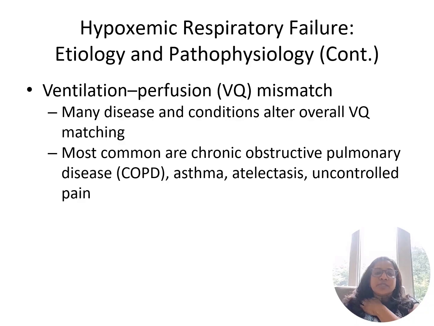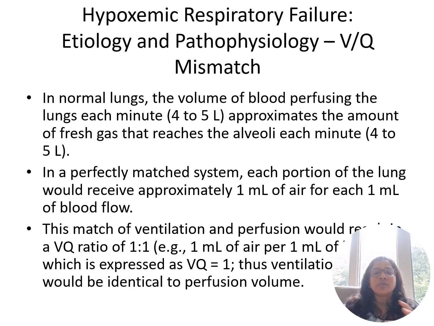Ventilation perfusion mismatch happens in conditions like COPD, asthma, atelectasis, etc. So what does that mean? Roughly put, about 4 to 5 liters of blood flow through the lungs, and at the same time 4 to 5 liters of air flow through the lungs. So there is always 1 ml of air and gas or blood exchange happening.